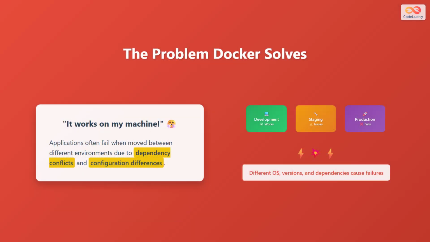The common problem that Docker solves is the "it works on my machine" scenario. Applications often fail when moved between different environments due to dependency conflicts and configuration differences. For example, an application might work perfectly in the development environment, but encounter issues in the staging environment, and ultimately fail in the production environment. This is often due to different operating systems, versions, and dependencies present in each environment.